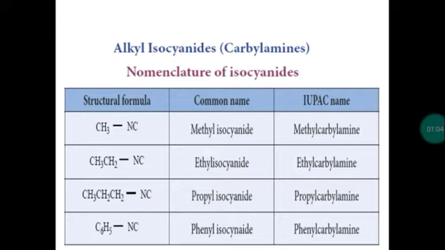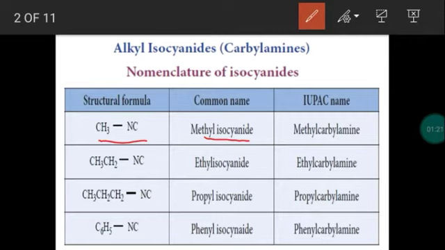Take the first member, CH3NC. So we have a methyl group and the functional group isocyanide. So the common name will be written as methyl isocyanide. Next one, an ethyl group as well as isocyanide. So this is called ethyl isocyanide. Third compound, propyl group, 3 carbon atoms. So this is propyl isocyanide. Next, aromatic isocyanide, we have a phenyl group. So this is phenyl isocyanide. So the common name will be represented as alkyl isocyanide.